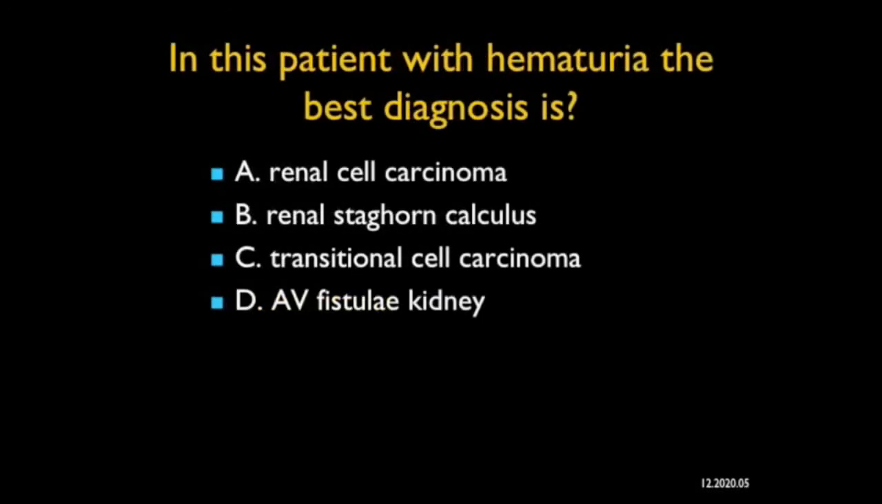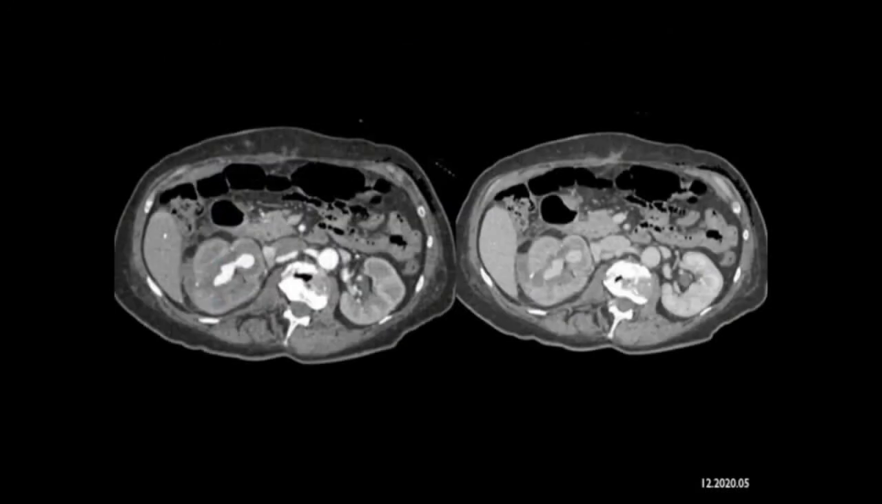This patient has hematuria, and I'm asking what's the best diagnosis. You see at first what looks like a very vascular process in the upper pole of the right kidney. And then you realize that's what it is because you can see it on the venous phase, but it washes out. It's not a stone, it's not a tumor, and it's not neovascularity.